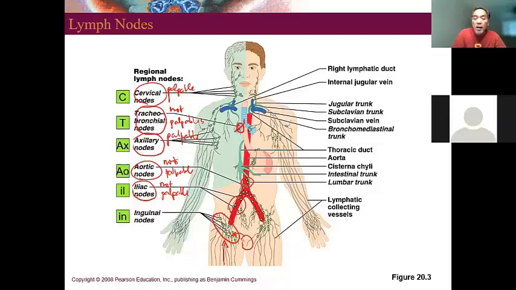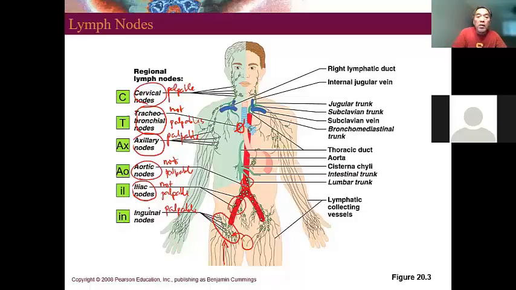So if there's an STD or infection located in the genital organs, it will then be drained to the inguinal nodes. Again, these nodes are superficial. This is palpable. You can actually feel it, okay? So that signifies that there's something happening in the genital organs or from the leg and the thigh, okay?